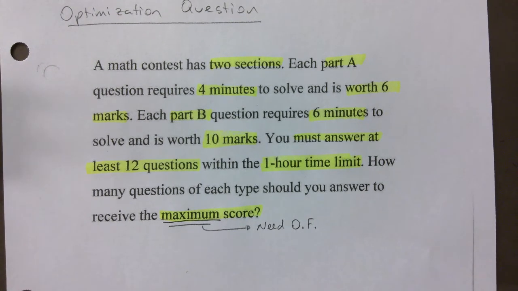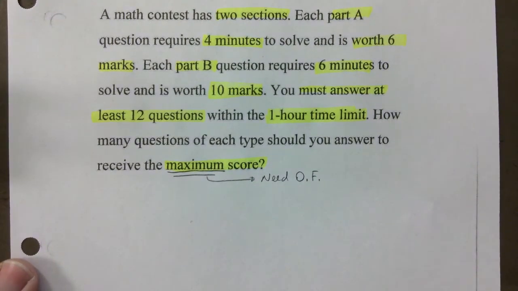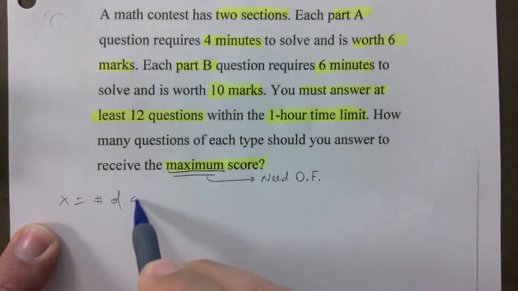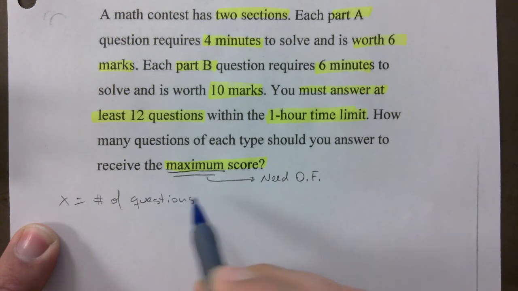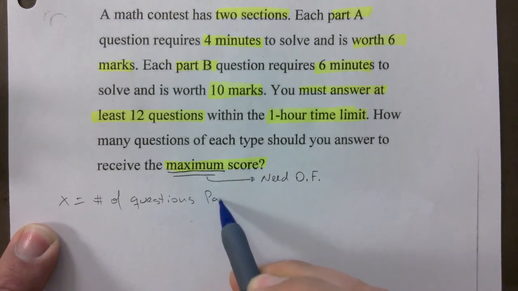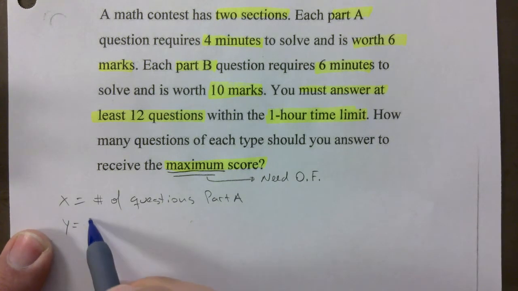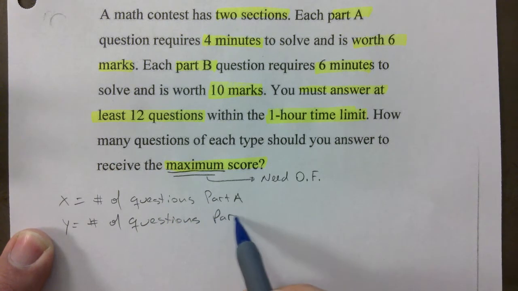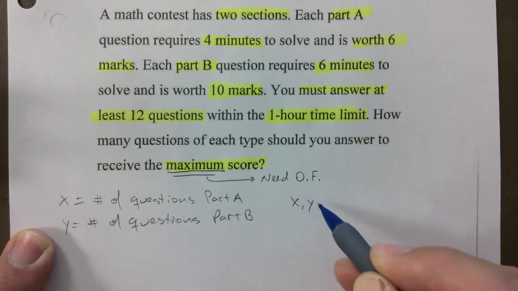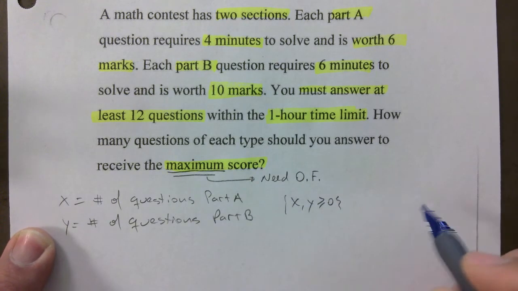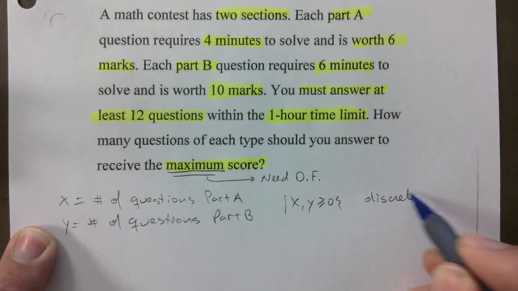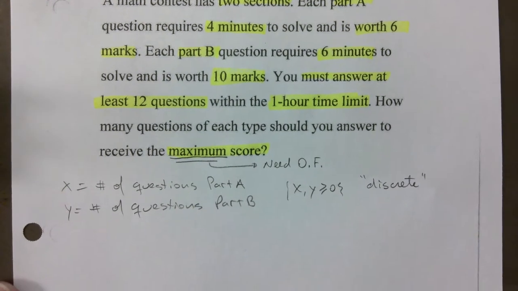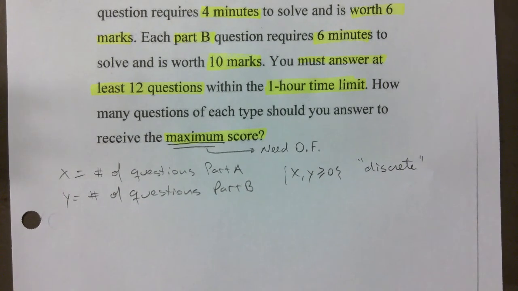Let's come up with, so I'm not guiding you here, I'm not saying A, B, C, D, but we need to let X be the number of questions in part A. We'll just do that, part A. Y is going to be the number of questions in part B. We know that both of them are greater than or equal to 0. And we know that this is definitely a discrete situation, right? And now we've got to come up with the inequalities.